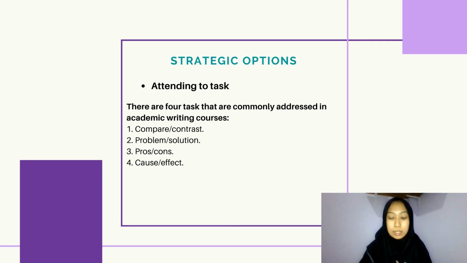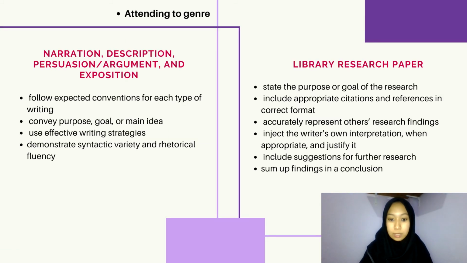The next one is the strategic option. The first one is attending to task, which is a task that has been defined by the teachers, and the writer must fulfill the criterion of the task. And the tasks taught below are needed to achieve the writer's purposes. The next one is attending to genre, which means the writer needs to provide some sense of the many varieties of a text that may be produced in writing. And here is an example of writing genre comparison.